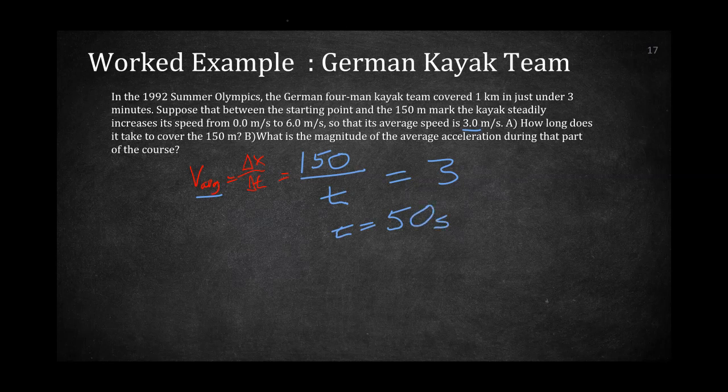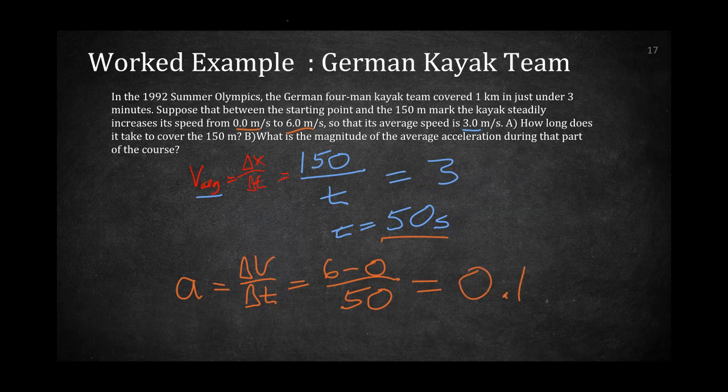For part B, what is the magnitude of average acceleration? Acceleration, a equals delta v over delta t. We know the change in velocity is from 0 to 6, final minus the initial is 6, divided by the time for that first 150 meters, which is 50 seconds. 6 divided by 50 gives us 0.12 meters per second squared, or roughly thereabout.